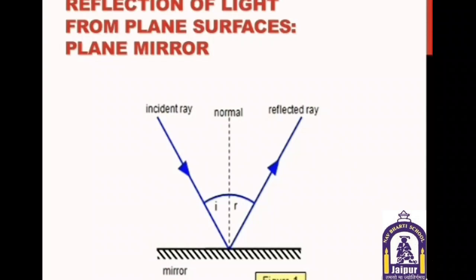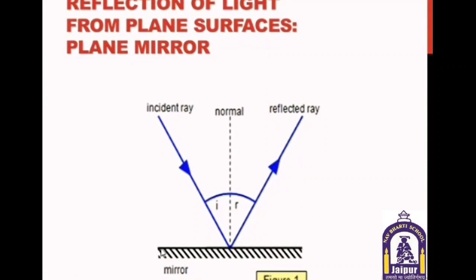Now let's come to the reflection of light from plane surfaces. So it is a plane mirror. First I'll make you understand what a plane mirror is. We've seen mirrors before, right? In physics, how do we show a mirror? We just draw a straight line and some slanting lines at the back of it. These slanting lines depict that this part of the mirror does not reflect light, and this side of the mirror reflects the light.